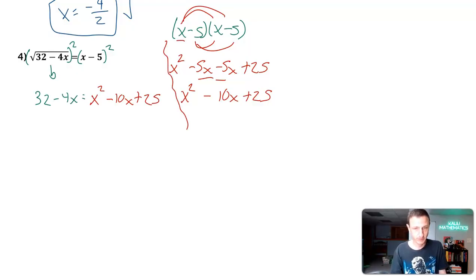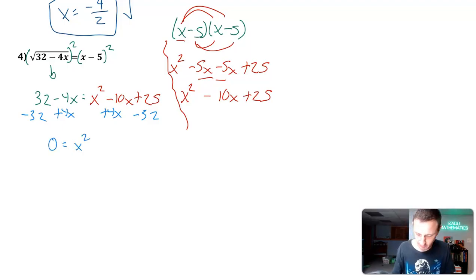Now let's set up a quadratic here, get everything over to one side, set it equal to 0, and see what's going to happen here. So I'm going to subtract 32 from both sides. I'm going to add 4x to both sides. So let's see, 0 equals x squared. Then I have negative 10 plus 4, which is going to be negative 6x. 25 minus 32 is going to be negative 7.